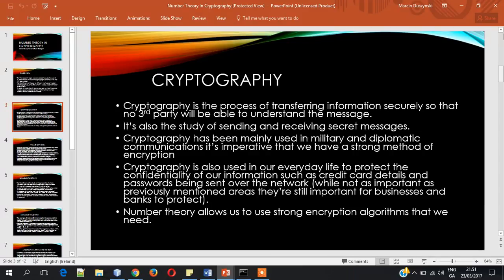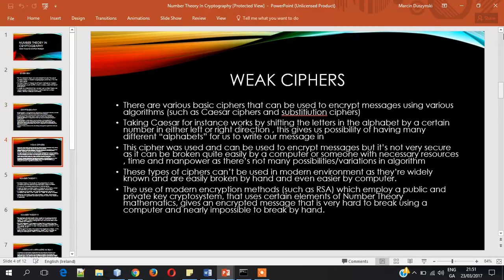So basically, cryptography is needed to protect the information being carried over the network, whether it's concerned with the security of a country, or just the security of our own bank accounts or our own information. So cryptography is basically needed in modern times.